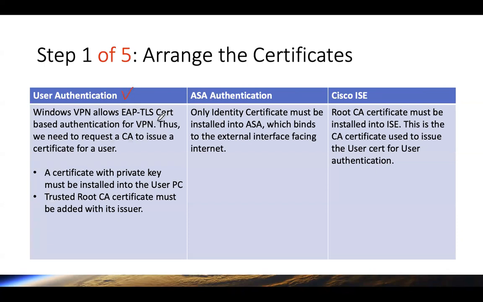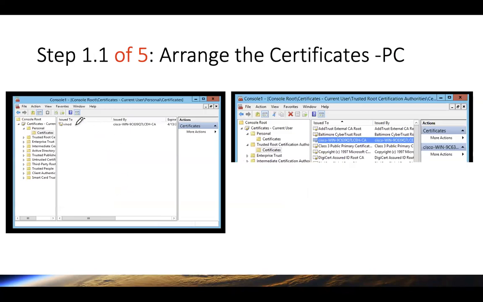For user authentication, we need to install a certificate for user-based authentication, and we need to install a certificate with a private key on the user laptop. If I give you the picture, that's the certificate on user PC, Vinod, and the CA is Cisco. And this Cisco CA is also installed in its trusted root CA as well. So the issuer of the CA must also be installed in the trusted root CA as well.